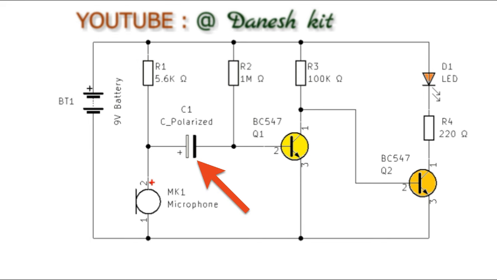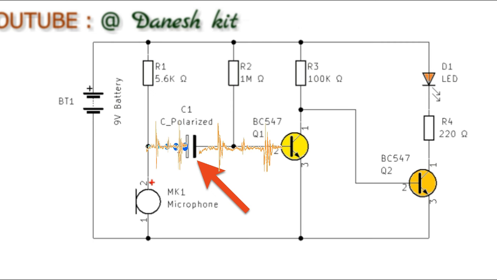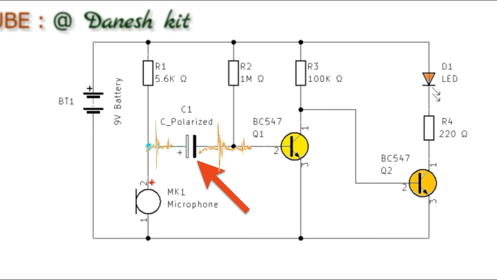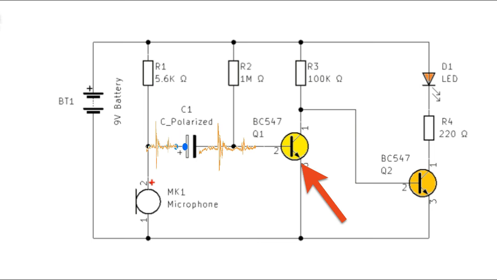Capacitor, 10 microfarad. The capacitor is connected in series with the electret microphone. It acts as a coupling capacitor, allowing the AC audio signal from the microphone to pass through while blocking the DC bias voltage.